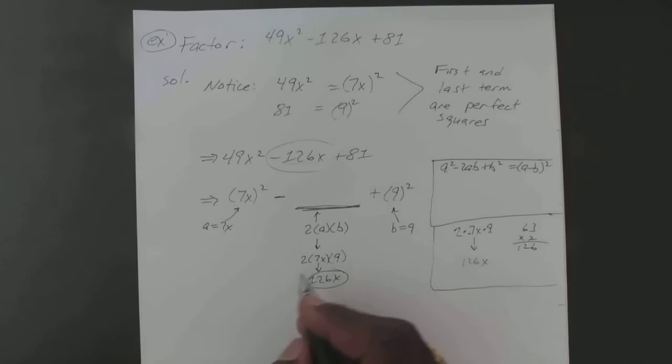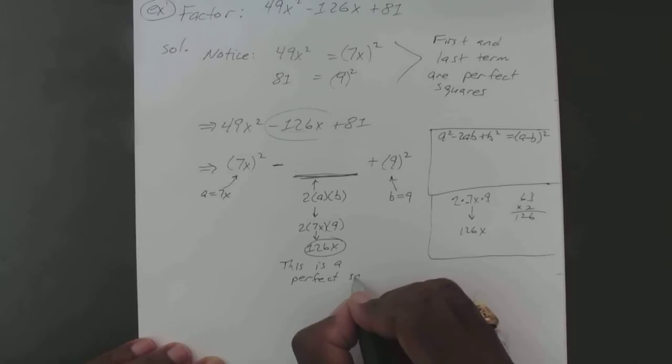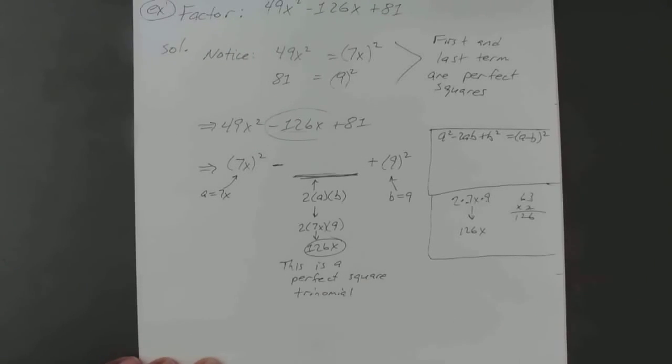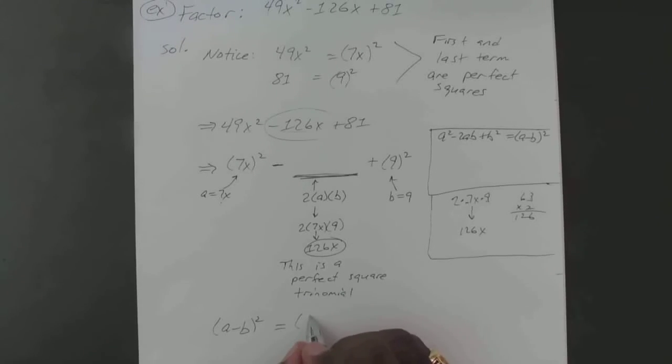Okay, so once you get there, all you have to do now is realize that this is a perfect square. Make sure I'm up high enough. Well, perfect square trinomial. Okay, so your a minus b squared will just become 7x minus 9 squared.